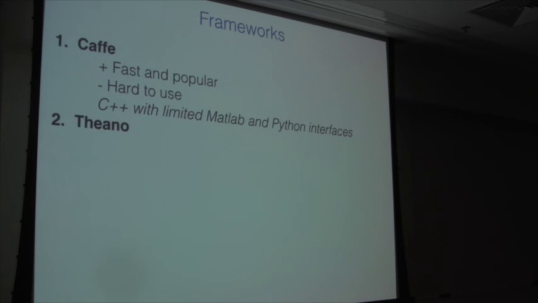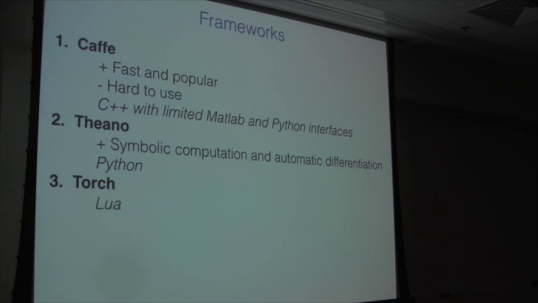Another one is Theano. It's got a couple nice properties. It's got symbolic computation and automatic differentiation, so you don't actually have to think too hard about your gradients in the backprop. You can just say, automatically do it for me, and it will handle it. And it's in Python. Then there's Torch, which is what they use at Facebook. This is Yann LeCun's favorite one, and he's the guy who's famous for inventing convolutional neural nets. It's in Lua, which is kind of a scripting language.